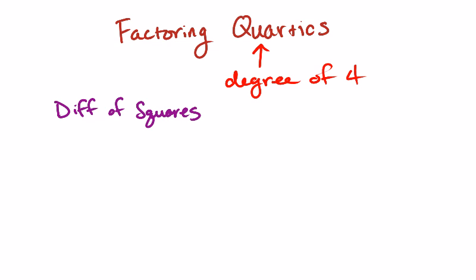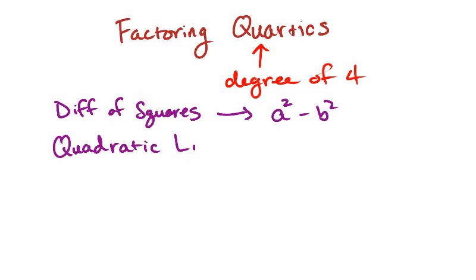And then remember, that's a perfect square, something like a squared minus b squared. So a perfect square minus a perfect square. And then we're going to look at quadratic-like problems. And quadratics are, remember, ax squared plus bx plus c. So we're going to look at two types of quartic problems. Let's look at the difference of squares problem first.